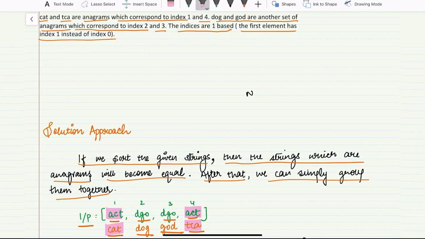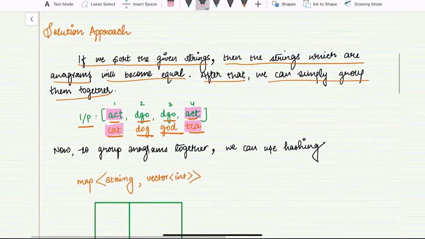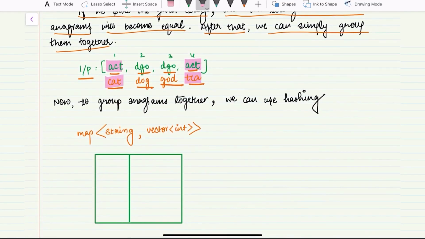Now to group the strings we can perform hashing. So how can we do that? A key can be this unique string. Here the group of anagrams is cat and tca, so we can have a unique string for them which is act. Likewise for dog and god we can have a unique string dgo. So we can have a string as the key and a vector of int as the value, because we have to keep track of the indices of the anagrams.